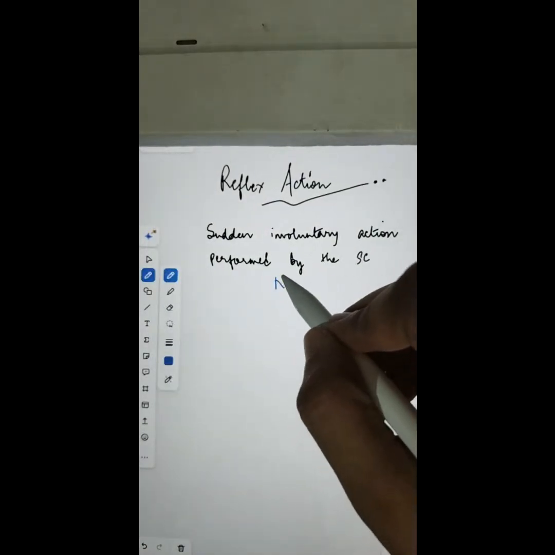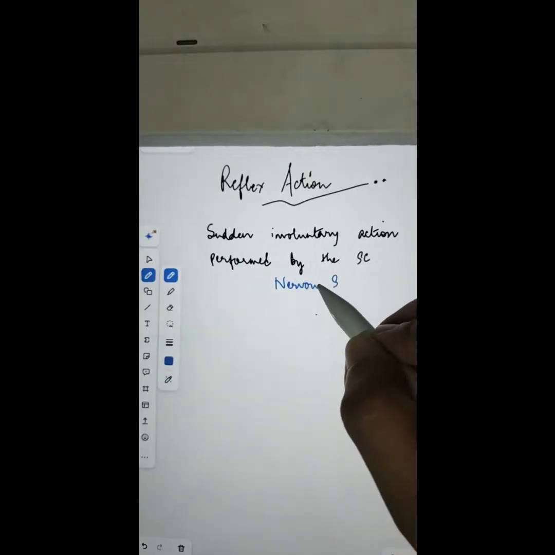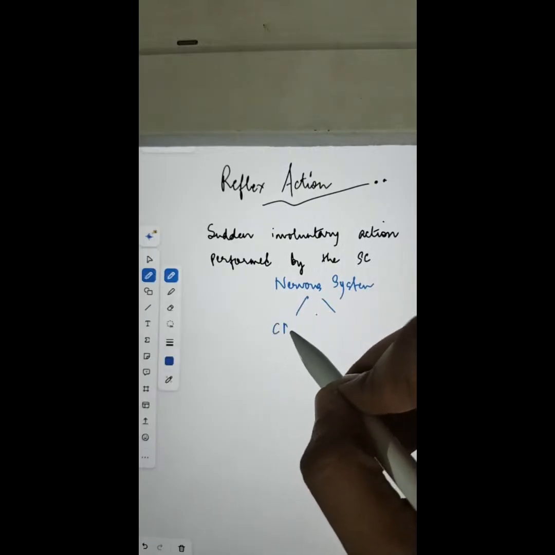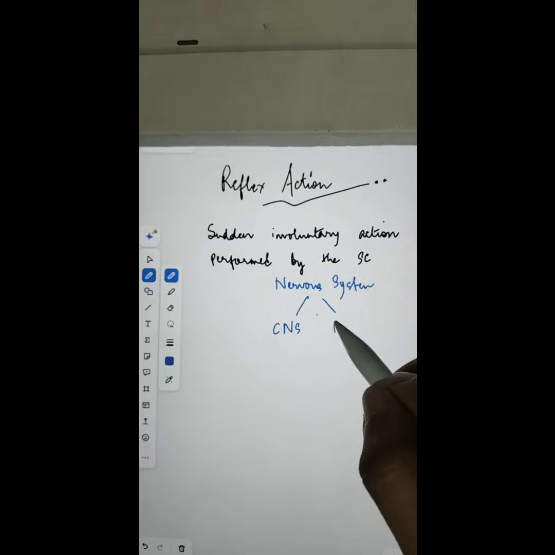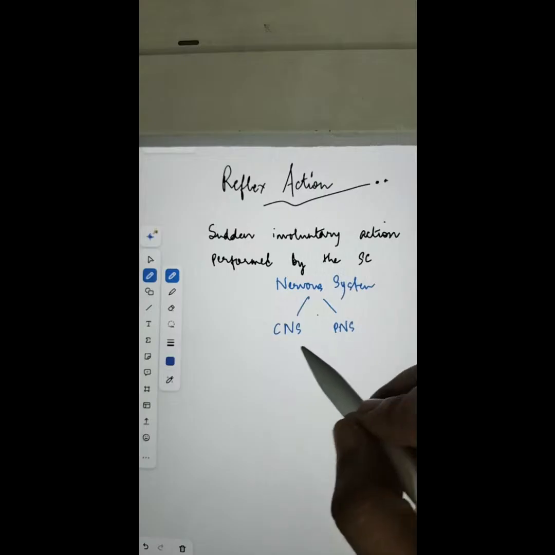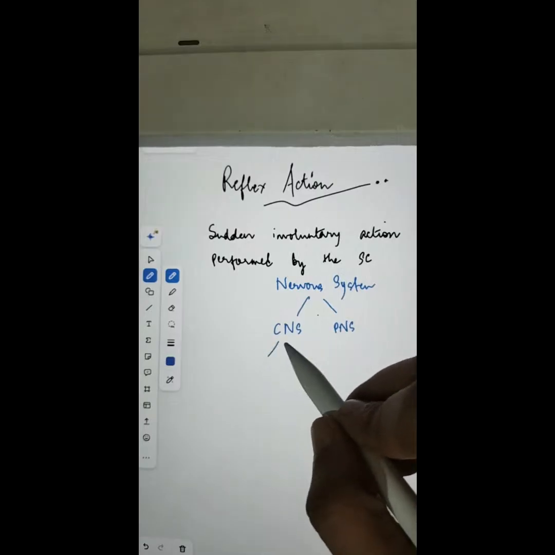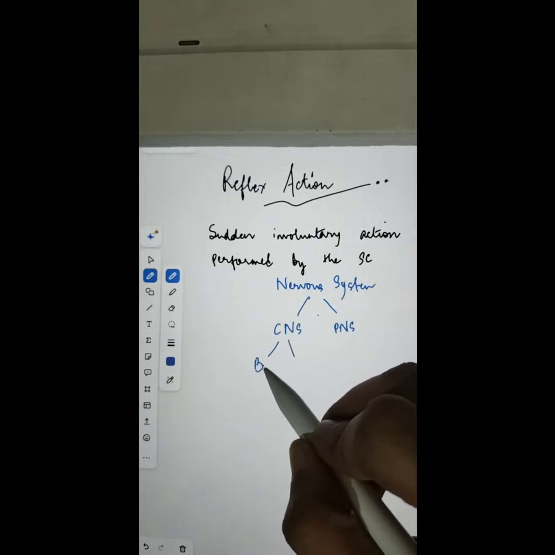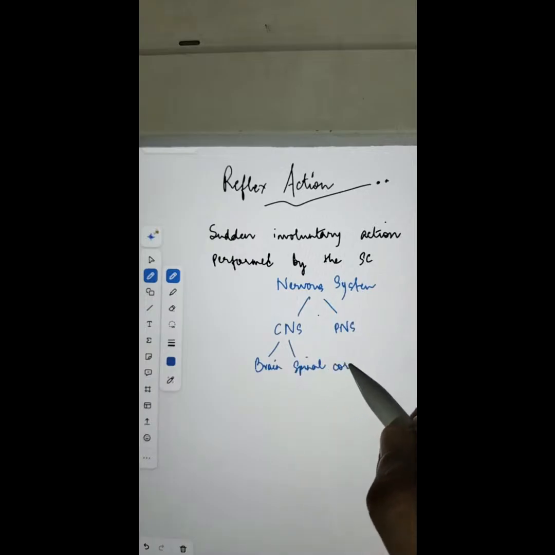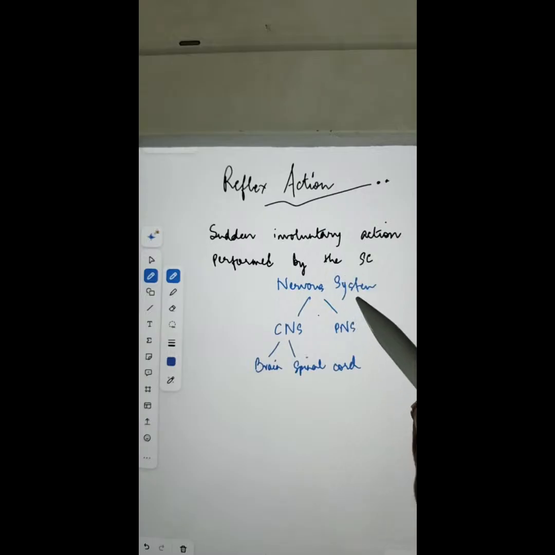Now, in the nervous system, we have two categorizations. CNS means the central nervous system and PNS means the peripheral nervous system. Class 11 students of biology will study one more system, the autonomic nervous system. But for class 10th, central and peripheral nervous system is enough. The central nervous system is further categorized as brain and spinal cord. So you should know that the spinal cord is a part of the central nervous system.